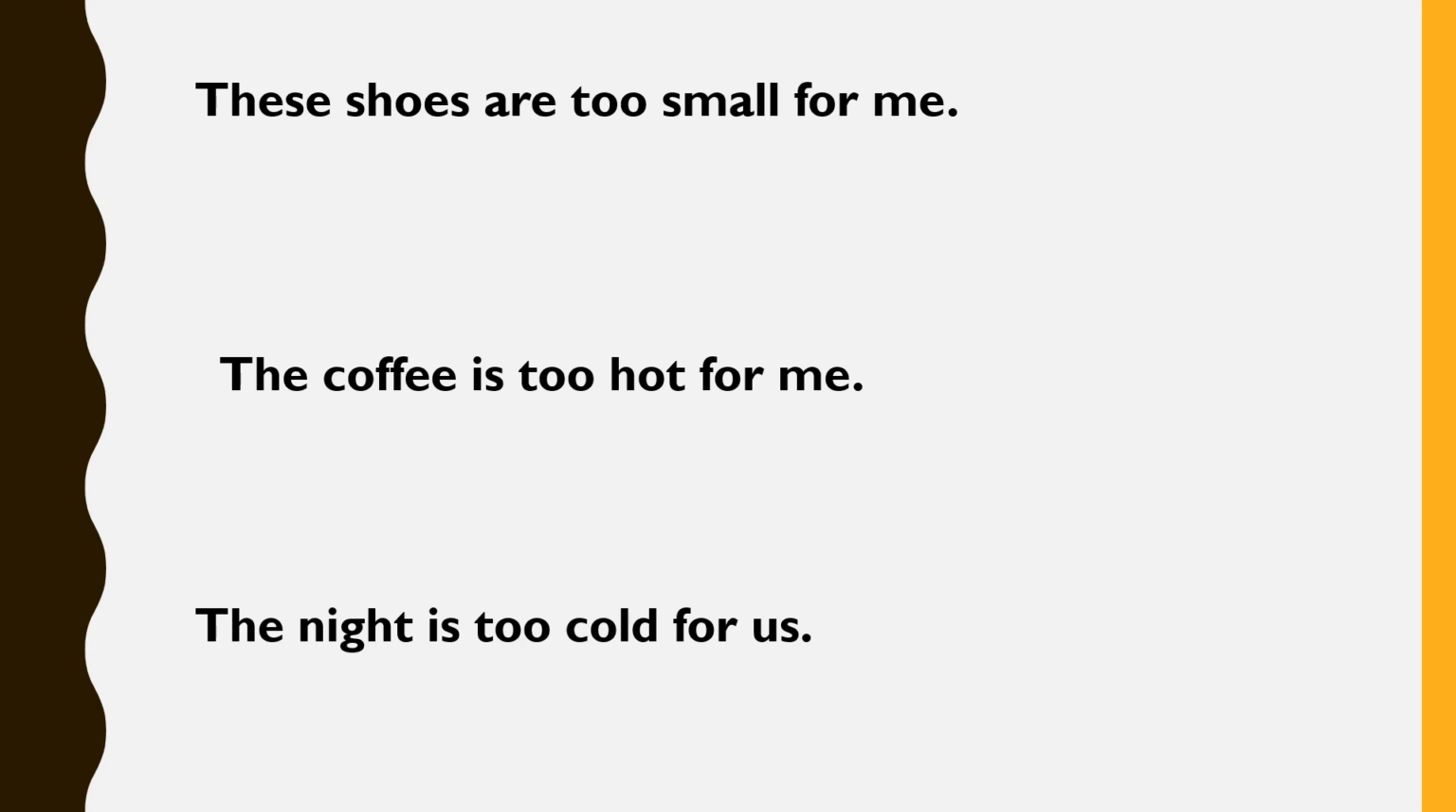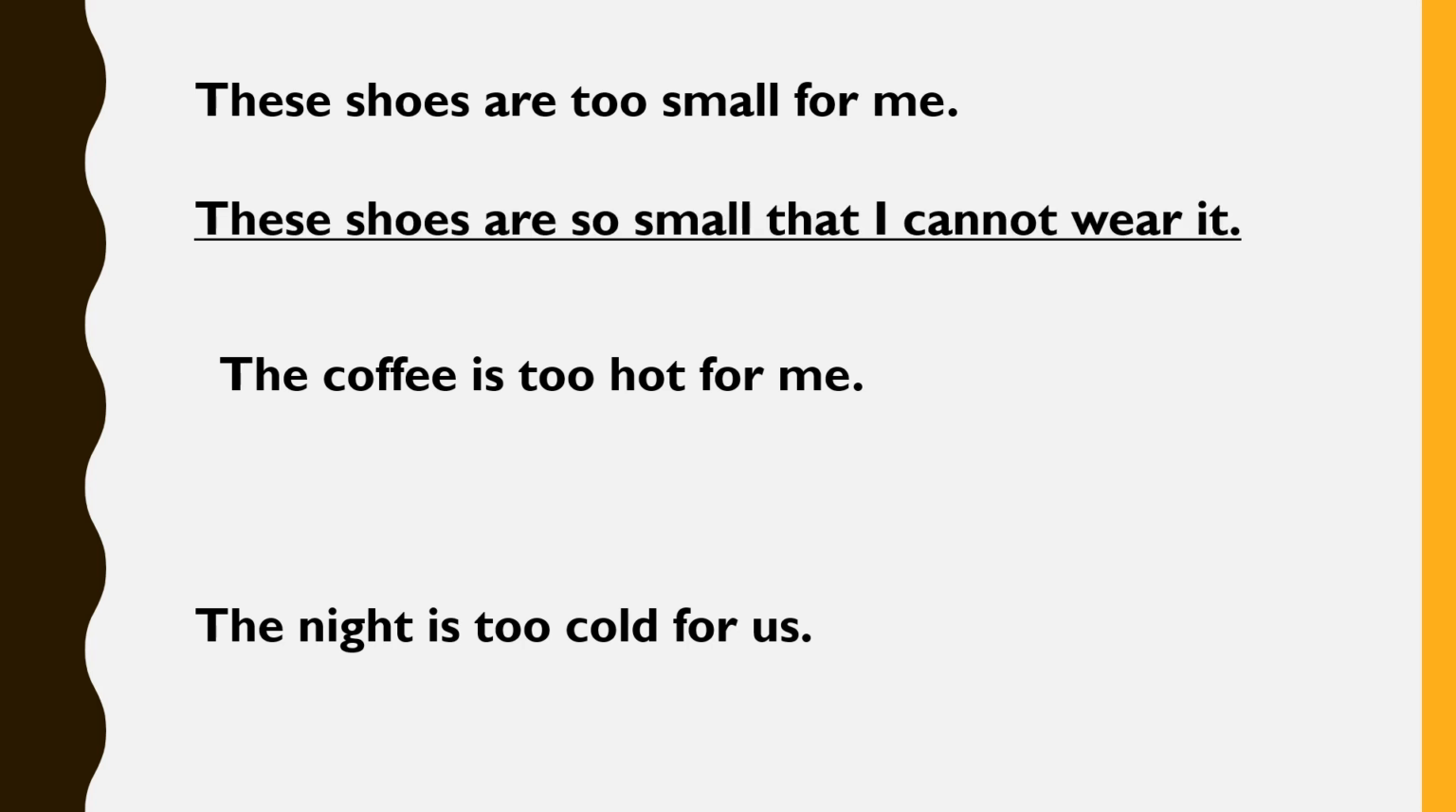Now observe these sentences. The first sentence, these shoes are too small for me. Understand the meaning of this sentence. The shoes are too small. So will the one who is going to wear the shoes be able to wear them? No, he will not be able to wear them. So let's see how our sentence sounds after removing the adverb "too". These shoes are so small that I cannot wear them. While rewriting our sentence, we have replaced the pronoun "me" with "I".